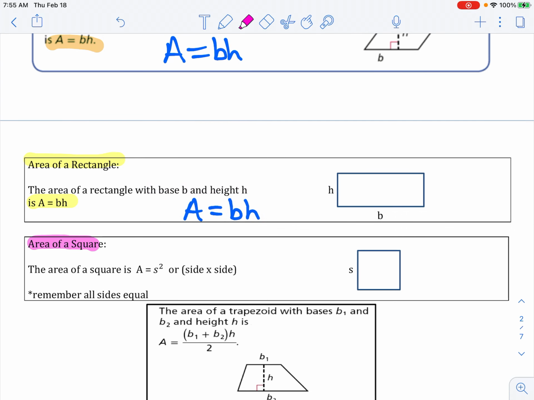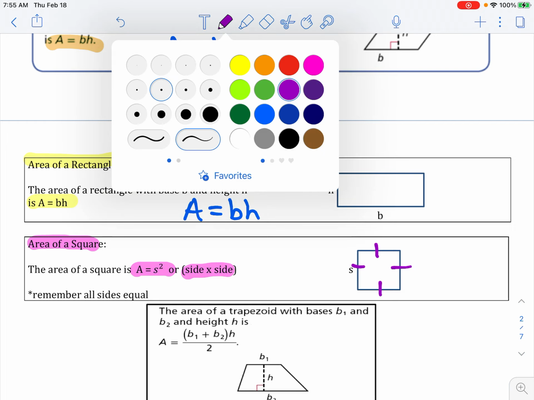All right, our third shape is the area of a square. The area of a square says side squared or side times side. So you can think of it either way. We can do s squared or we can take side times side. Remember, in a square, all four sides are the same. So if one side was 8, the other side's 8.